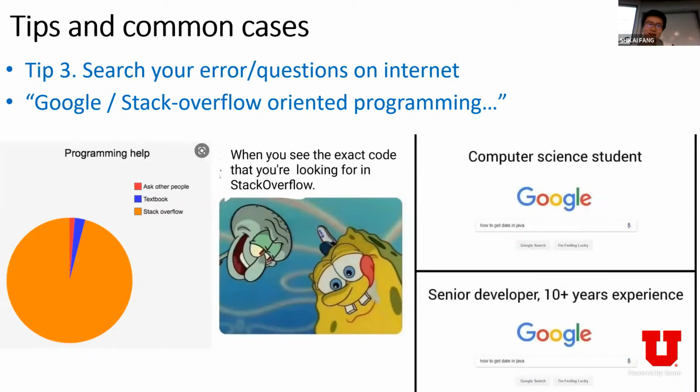And the third tip is to search your errors and questions on the internet. That's very, very important. If you are experienced with different programming languages, some are functional or process-oriented programming languages, Python is like that, and someone like C++ is called class, object-oriented programming. But for machine learning, I think no matter what language you use, it's Google and Stack Overflow oriented programming.